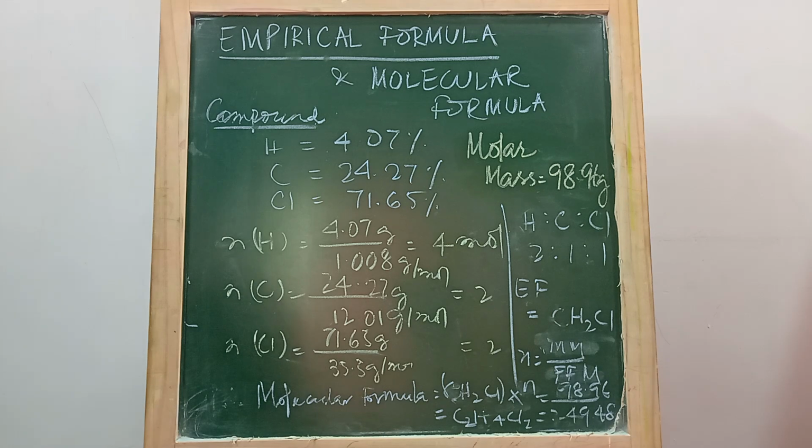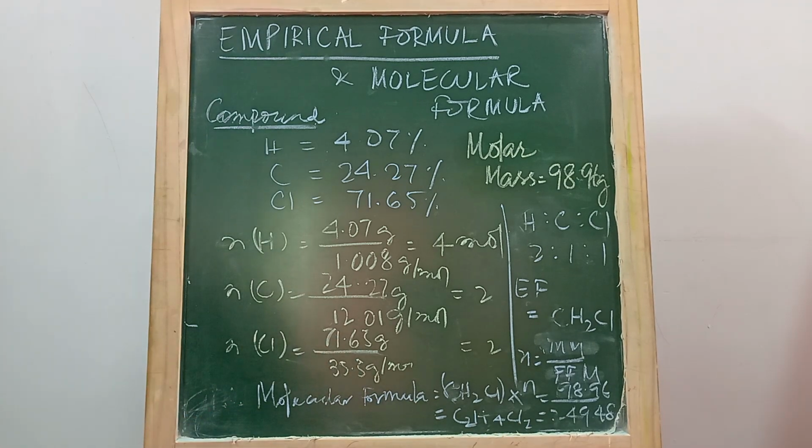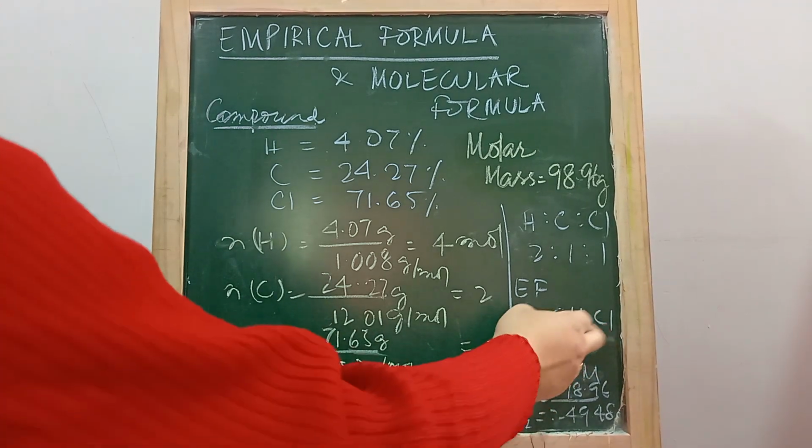Now it is known that it contains carbon, hydrogen, and chlorine, and the exact number of atoms present in one molecule of the compound: 1 molecule of the compound contains 2 atoms of carbon, 4 atoms of hydrogen, and 2 atoms of chlorine. And the simplest ratio is CH2Cl, and this is the empirical formula.